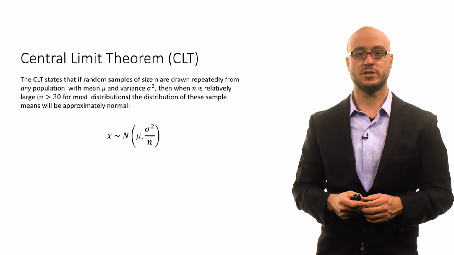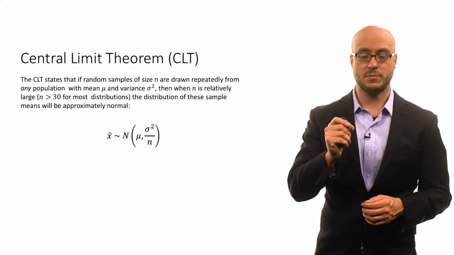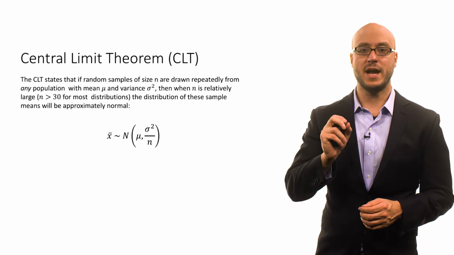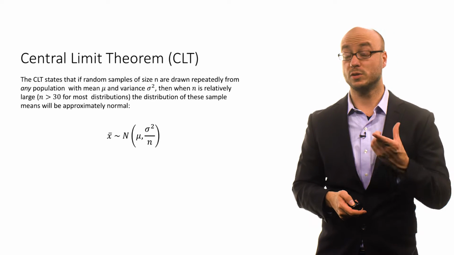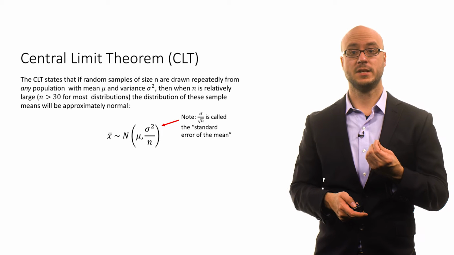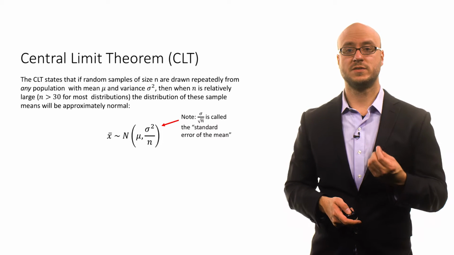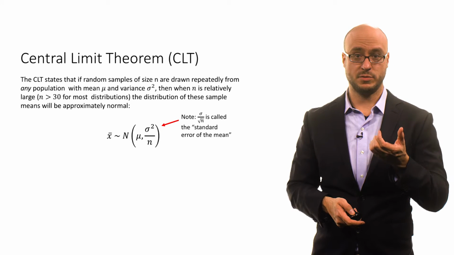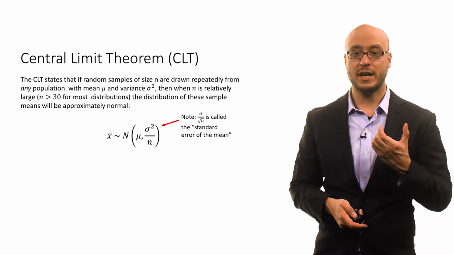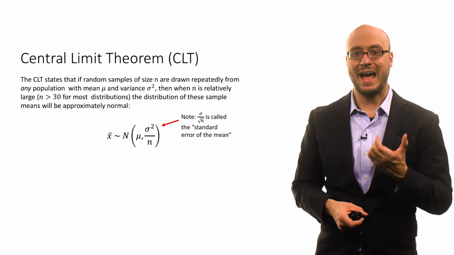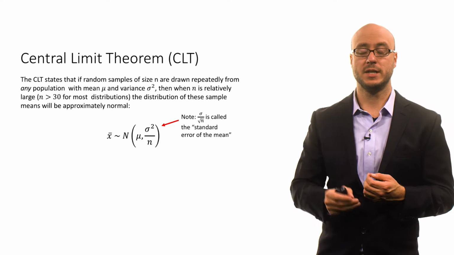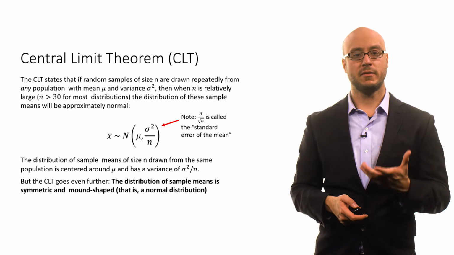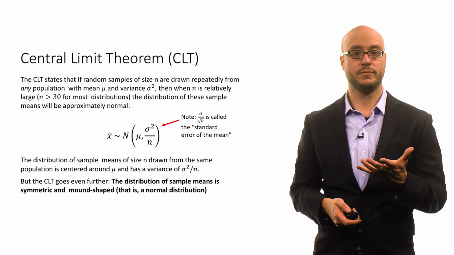This is how we can write the central limit theorem. The sample means are distributed normally, centered on mu, with a spread of sigma squared divided by lowercase n, where lowercase n is the sample size. The square root of sigma squared divided by n, the standard deviation of that distribution of sample means, we call the standard error of the sample mean. It gives us an idea of how far off we expect any particular sample mean to be from the population mean.